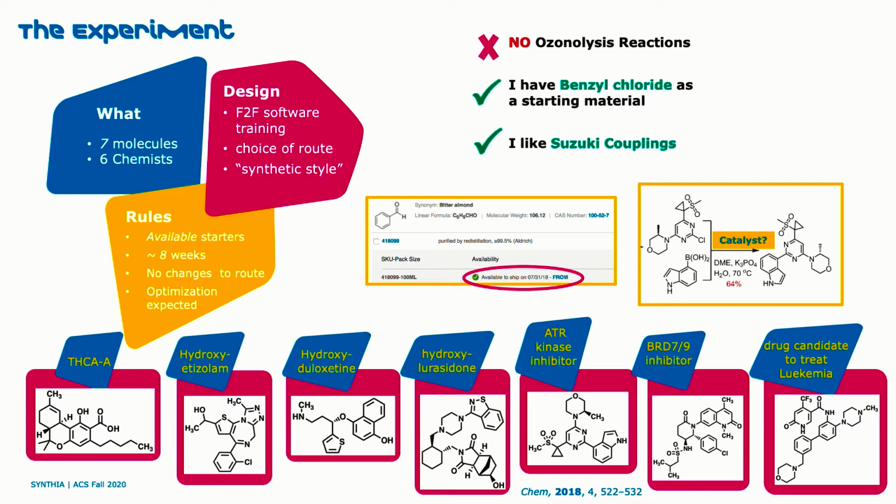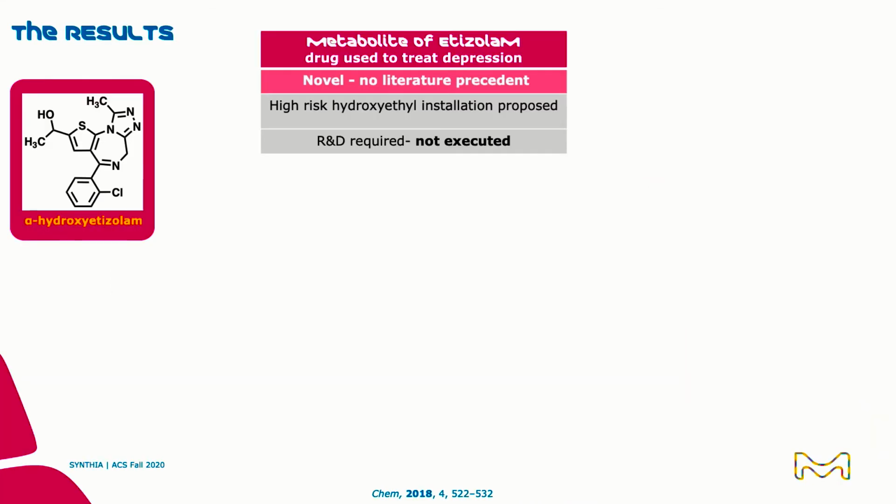While I don't have time to talk about all of this validation experiment, I do want to concentrate on one particular molecule, alpha-hydroxyetizolam. So this is a metabolite of etizolam, which is a drug that's used to treat depression. At the time that we were looking at this molecule, it was novel. There was no literature precedent to actually synthesize it.